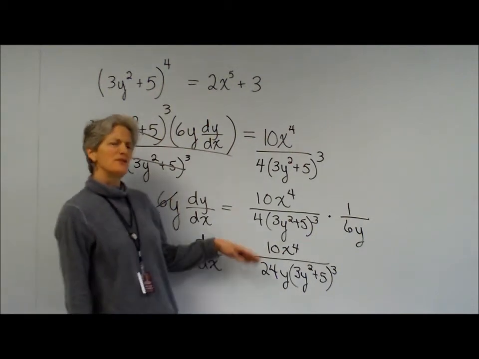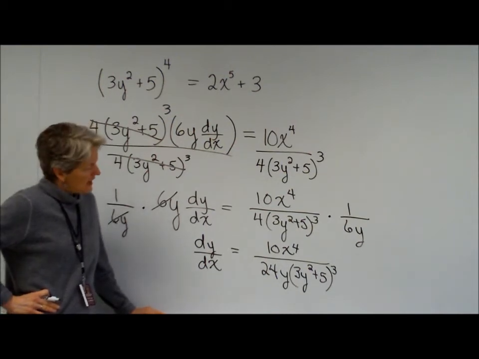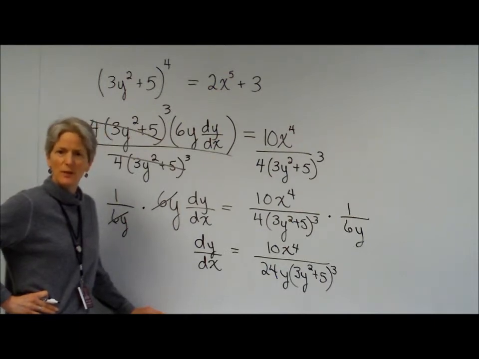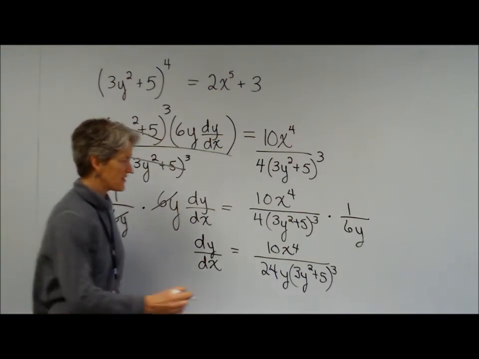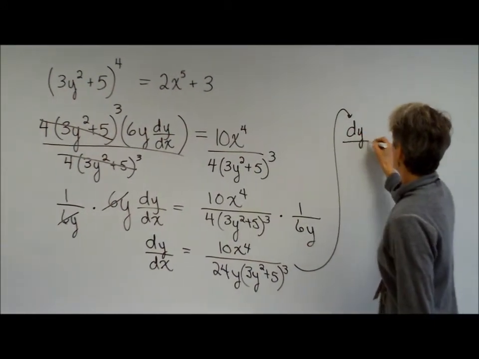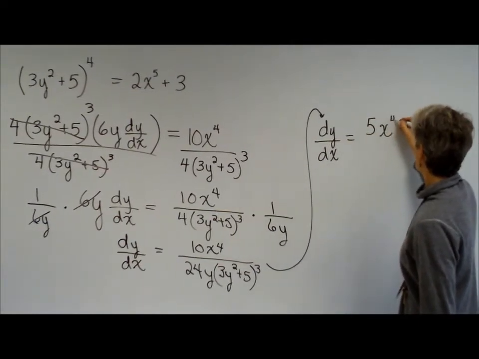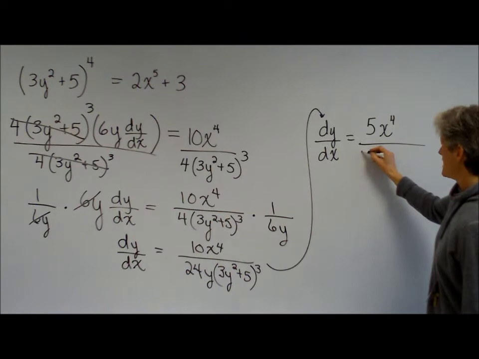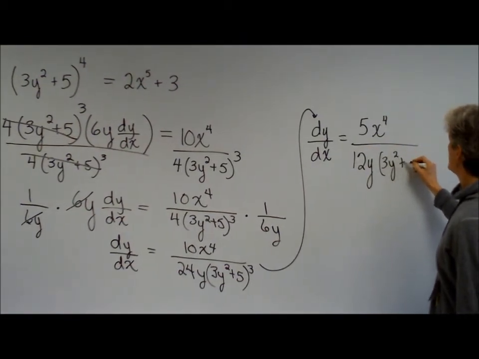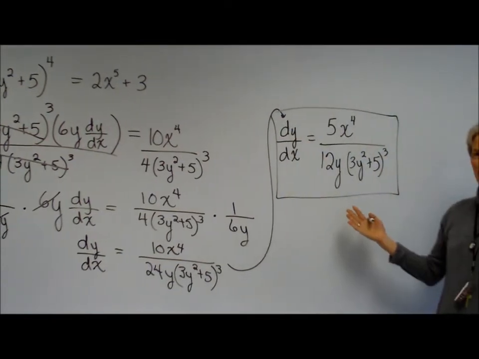Now you always want to ask yourself if you can simplify that, and I think I can. I've got a 10 in the numerator, a 24. Let's see, 2 goes into both of those. I think that's probably the biggest thing that I can divide out. So let's divide out a 2 from the numerator, which leaves me with 5x to the 4th. Divide out a 2 from the denominator, 12y, 3y squared plus 5 to the third. And there, my friends, is my derivative.